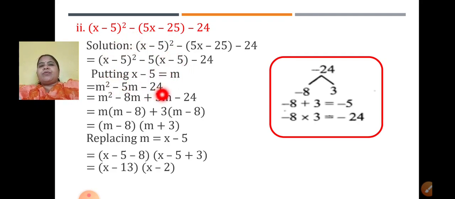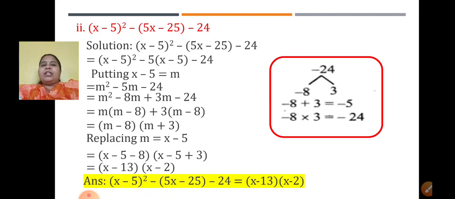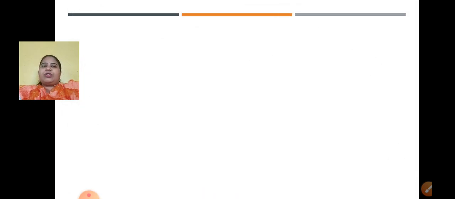So m square minus 5m minus 24. Factorize it. These are the two factors. Once I get the factors, I'll go back and replace its value as x minus 5. So when I substitute it, I'll get the answer as x minus 13 and x minus 2. Okay. So I hope all the steps are clear to you. Final answer will be x minus 13 and x minus 2 are the two factors of this. Is it okay? Right. Write it fast. And we move on to the next question.